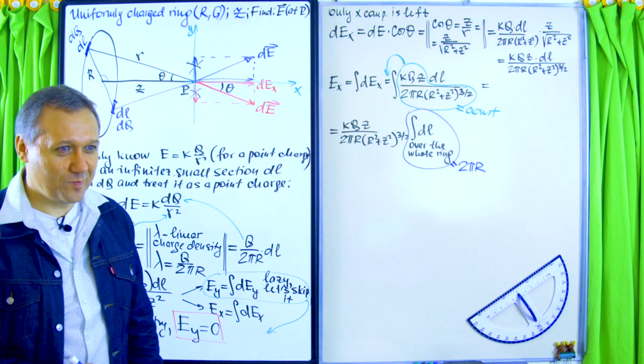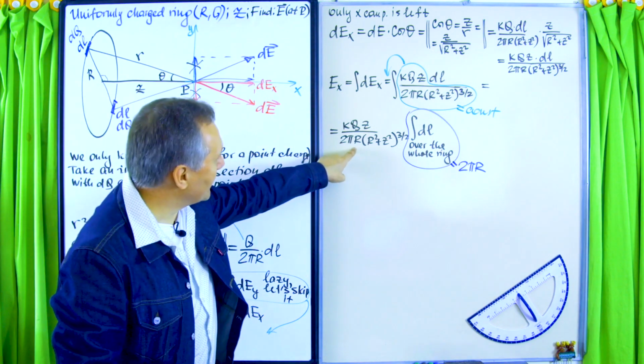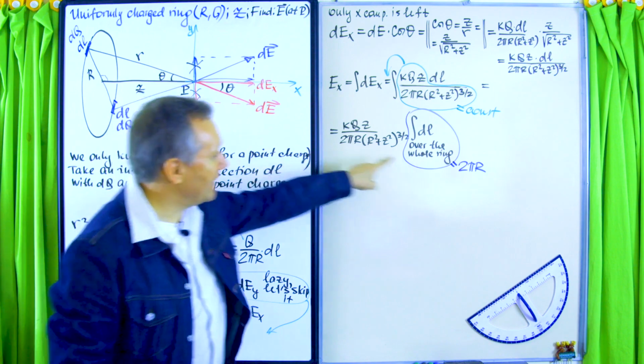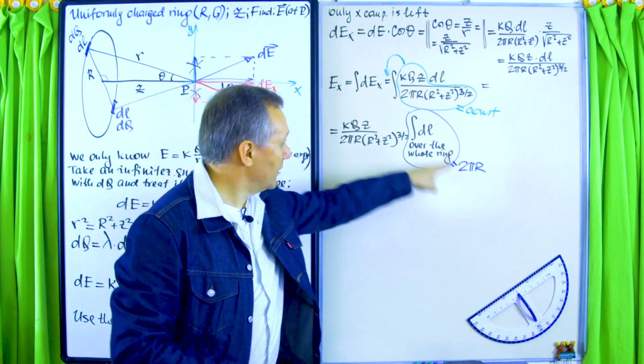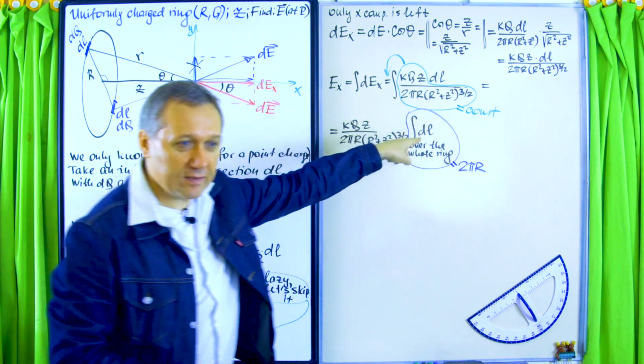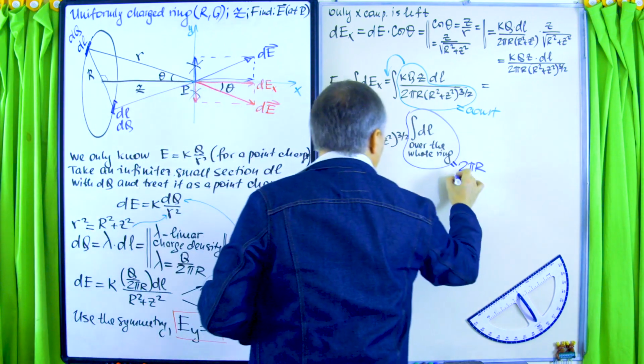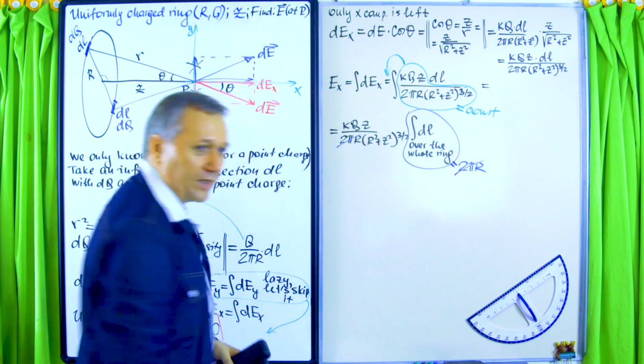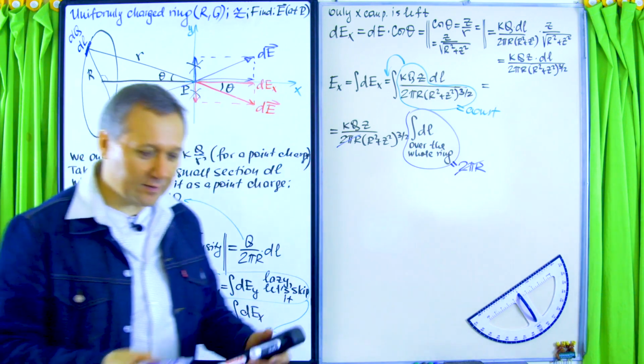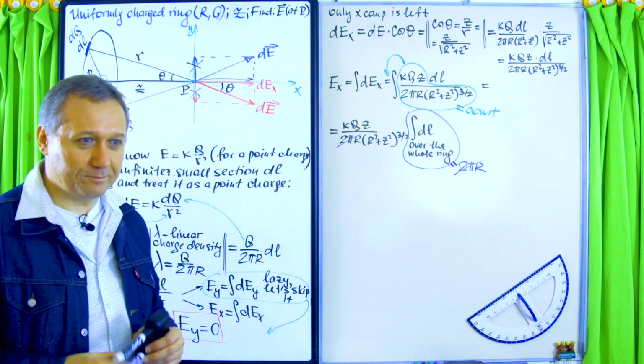So now we have 2 pi r here downstairs, and that 2 pi r, of course, this integral is in the denominator. So of course, this 2 pi r and that 2 pi r can be cancelled, and we're getting the final result. The problem is over.